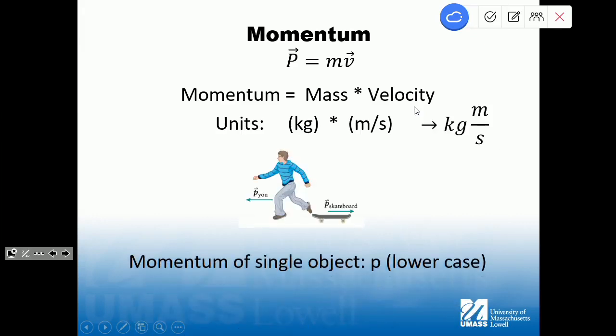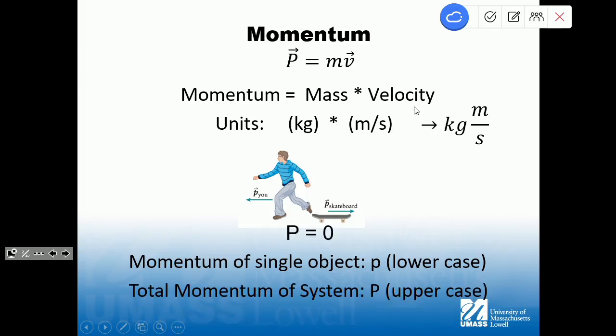So, when we're talking about the momentum of a single object, like an object of mass m moving with some velocity v, we typically put that in a lowercase. And if we're talking about the momentum of a system of objects, right, that means we're talking about a bunch of objects moving together, we are adding up all their momentum.